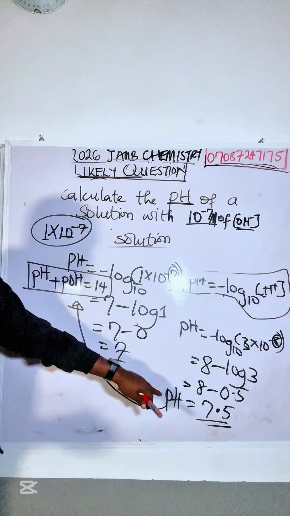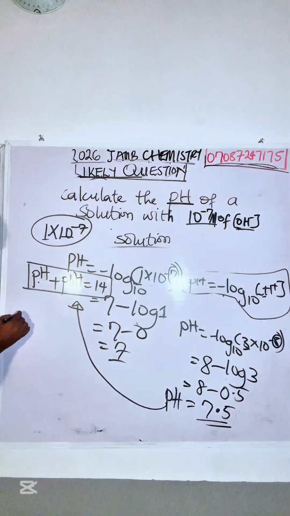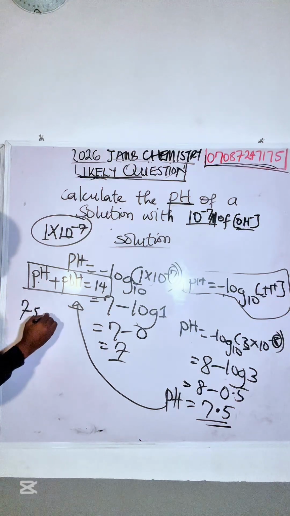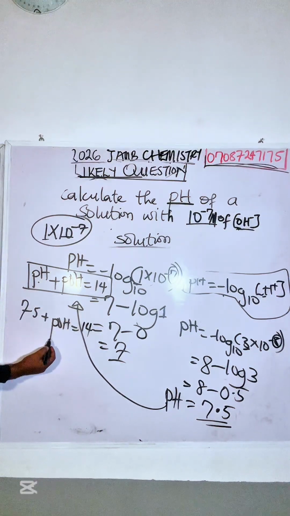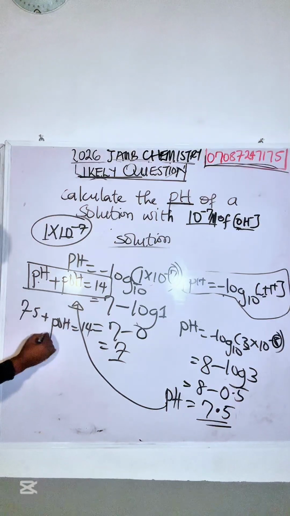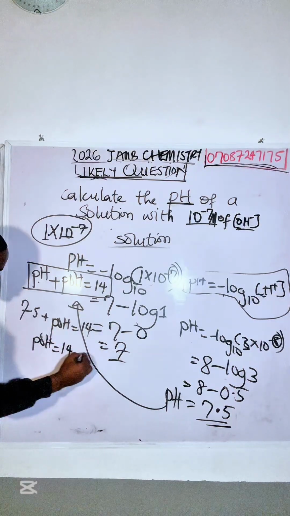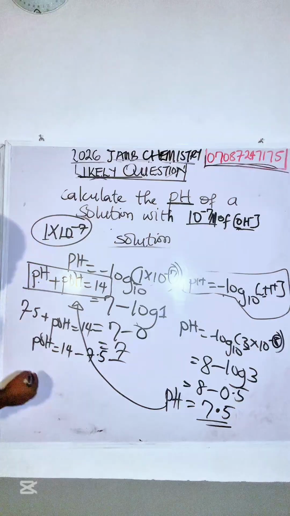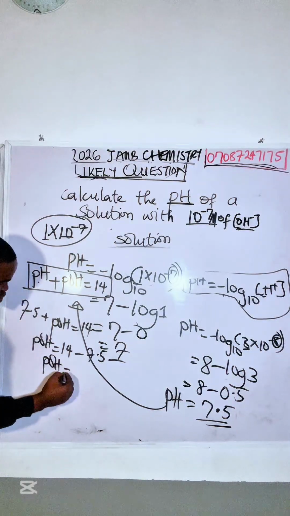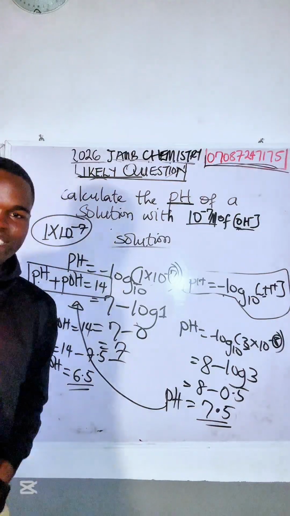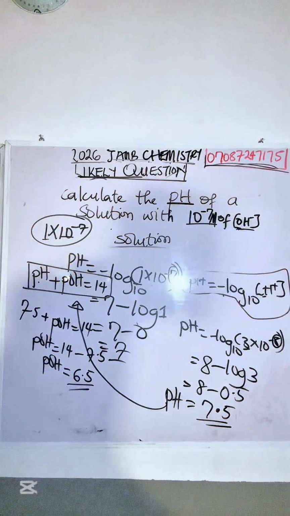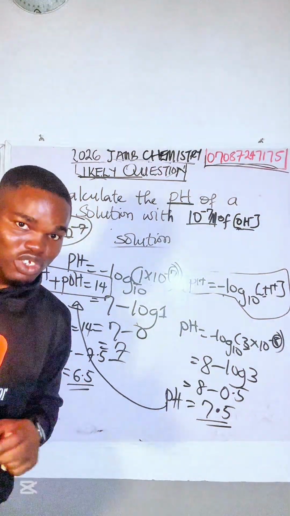So since I know the pH, I can just put it here. 7.5 plus pOH equals 14. So pOH equals 14 minus 7.5, and pOH will automatically be 6.5. You see that it's not hard now. Is it hard? It's not hard. It's because you've not seen someone that will teach you very well.